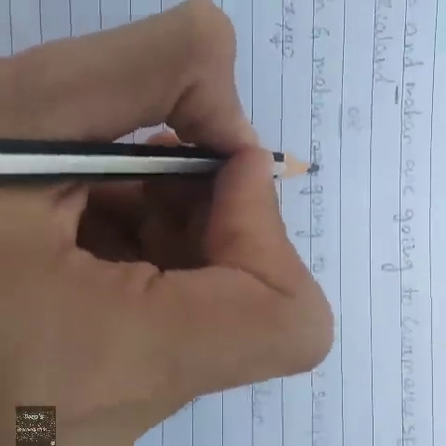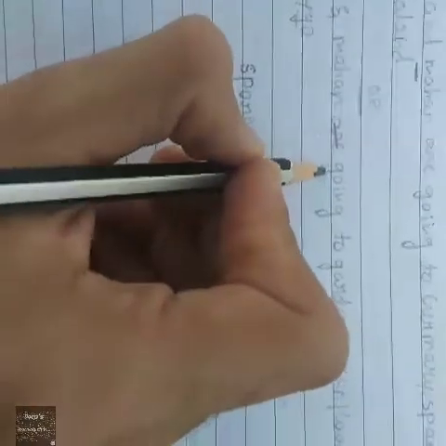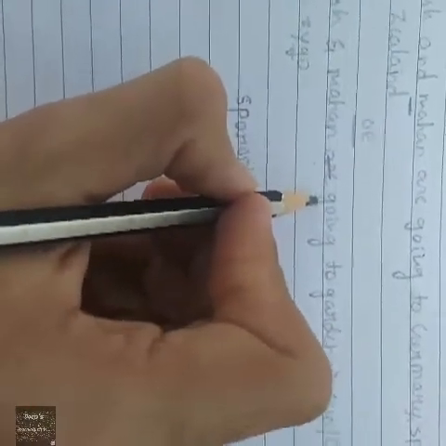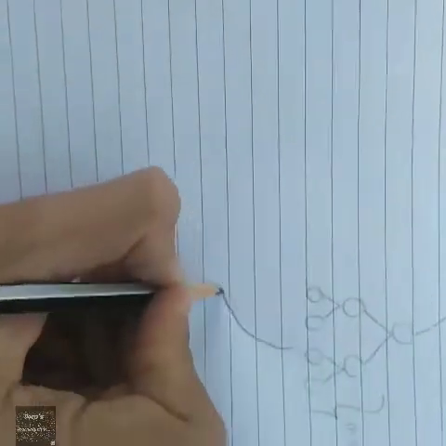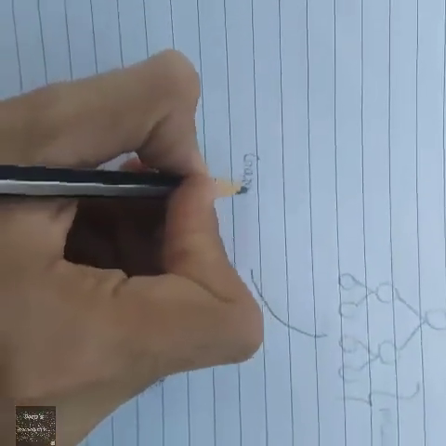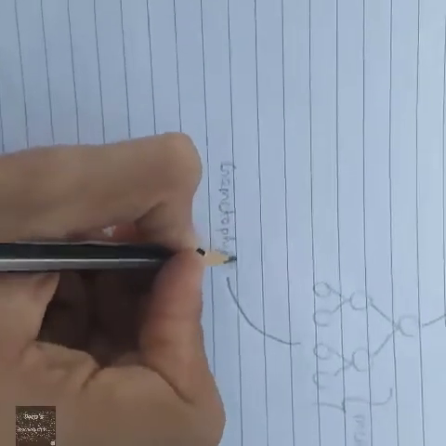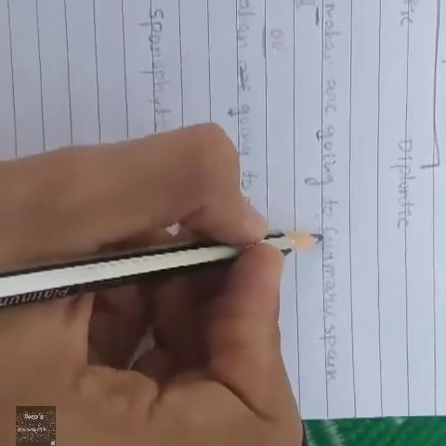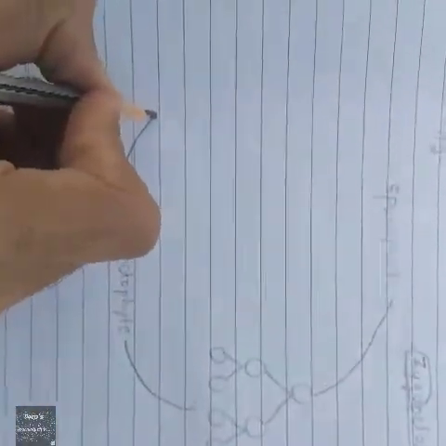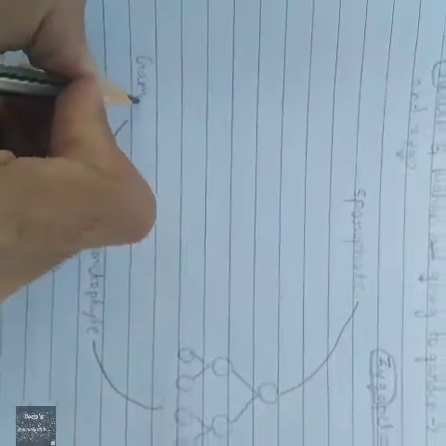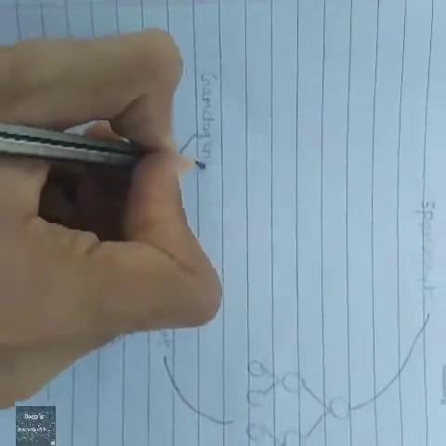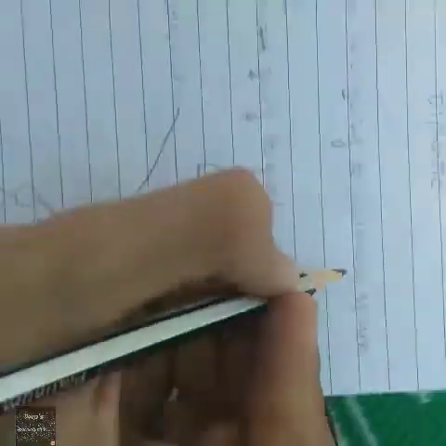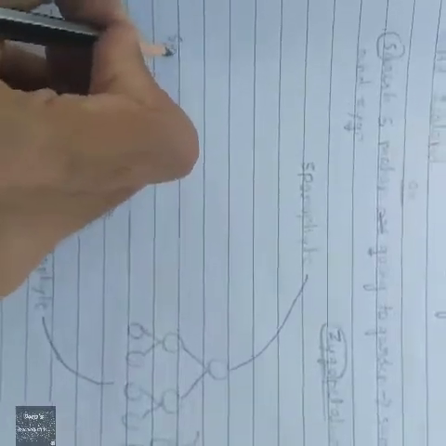Next is G for going. G for gametophyte. Again G for gametophyte, and again G represents gametogenesis. And then Spain, S represents syngamy.